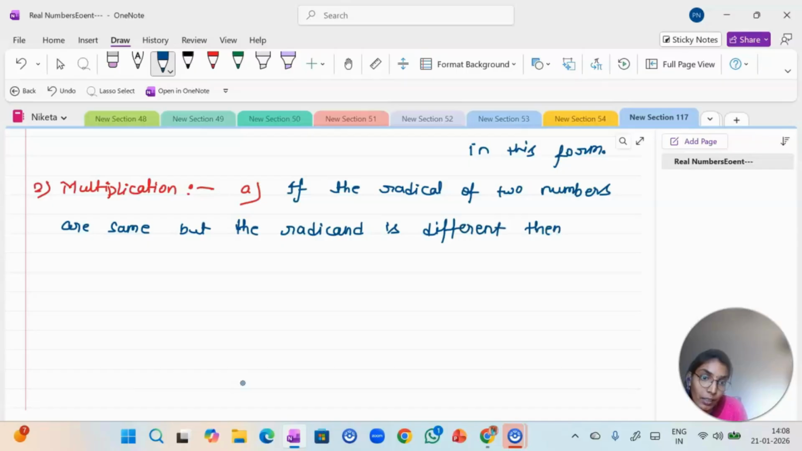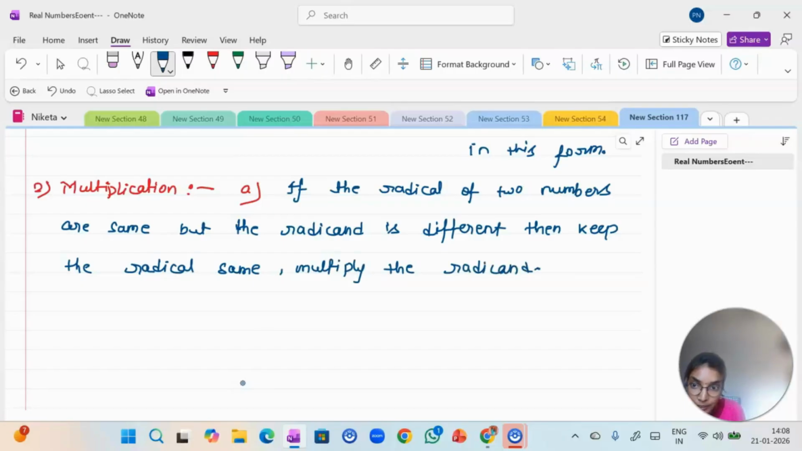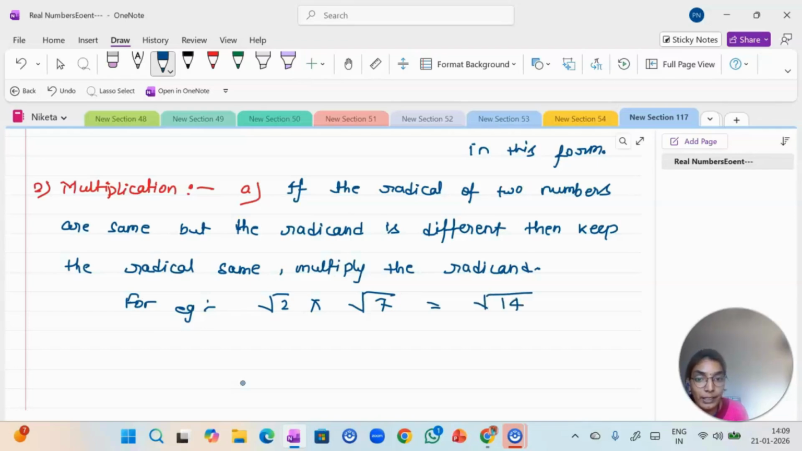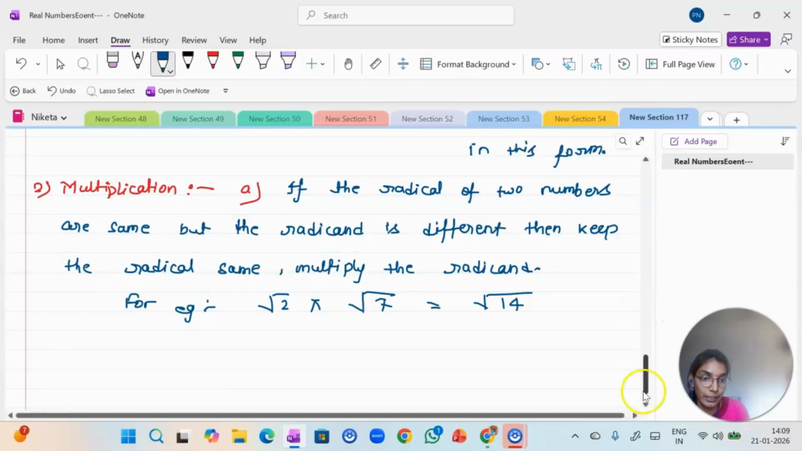then keep the radical the same and multiply the radicands. For example, if you have root 2 times root 7, you can multiply it as root 14. That is, we have kept the radical the same, but we have multiplied the radicands.